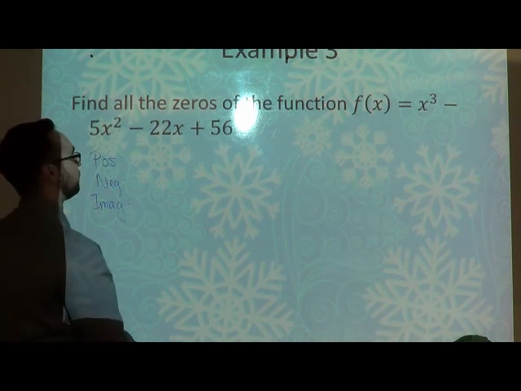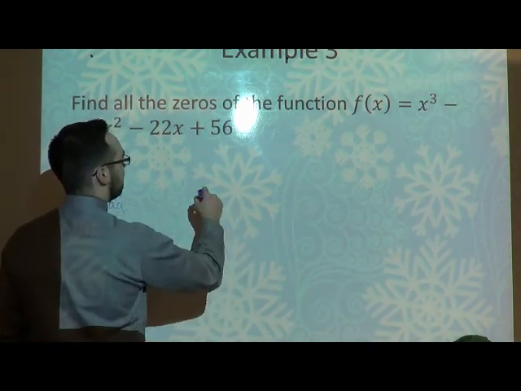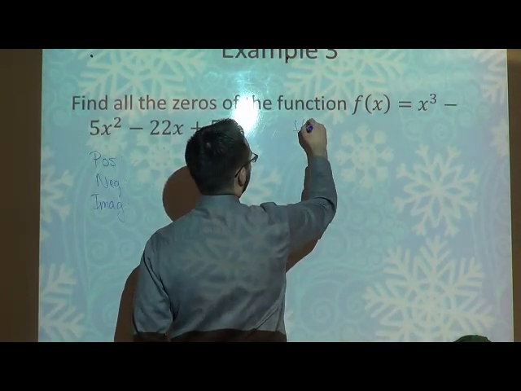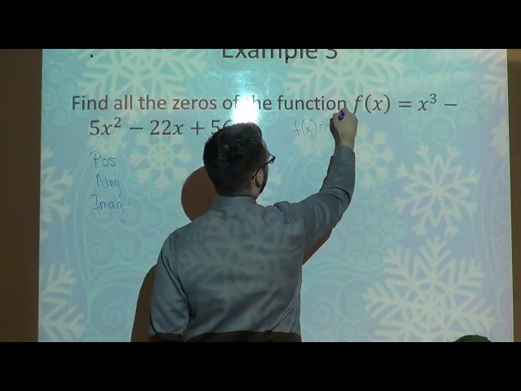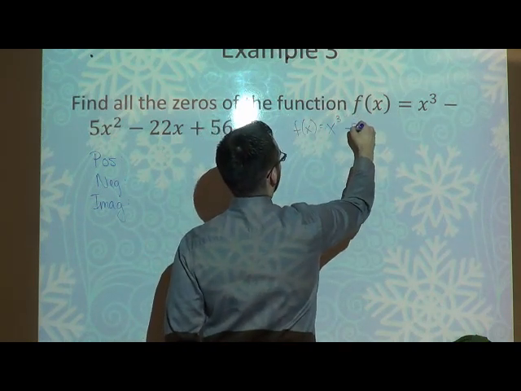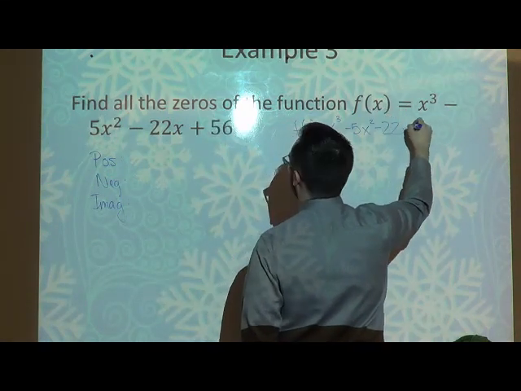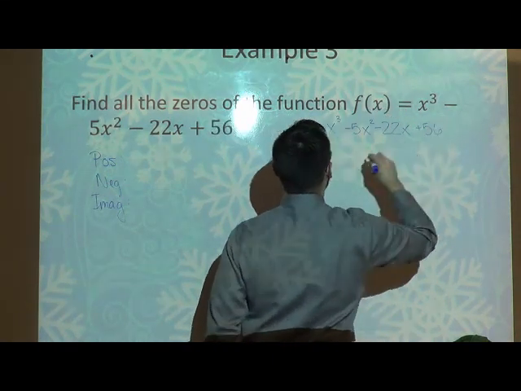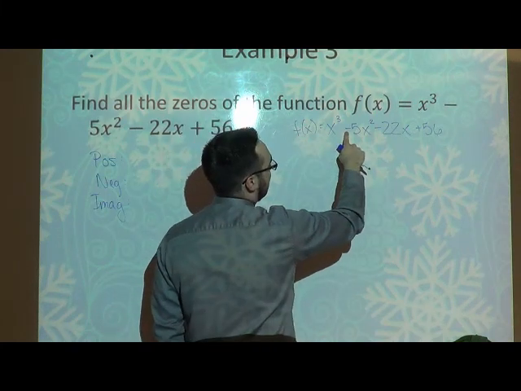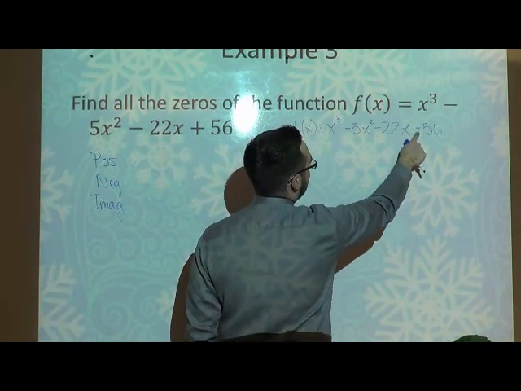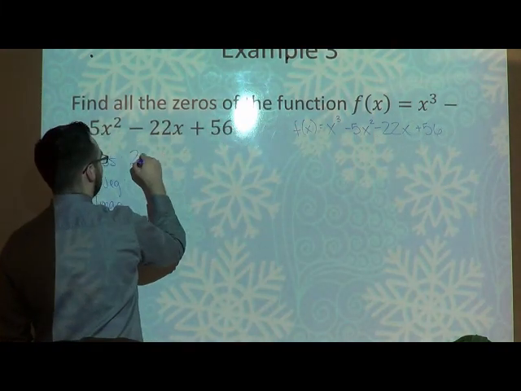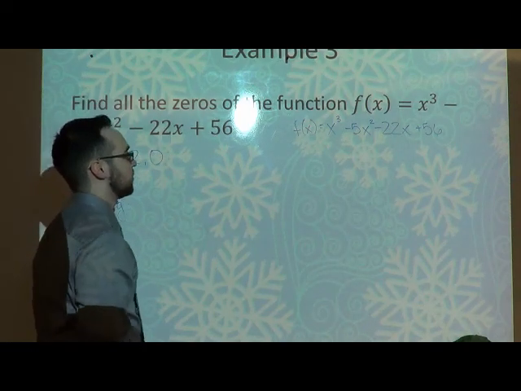So positive. I'm going to rewrite this so it's all in one line down here. We have f of x is equal to x cubed minus 5x squared. I know it should be on one line in your paper, but I want to see it all together here. Okay, so we go from here to here is one sign change, 2 sign changes. So we're either going to have 2 or 0 positives.